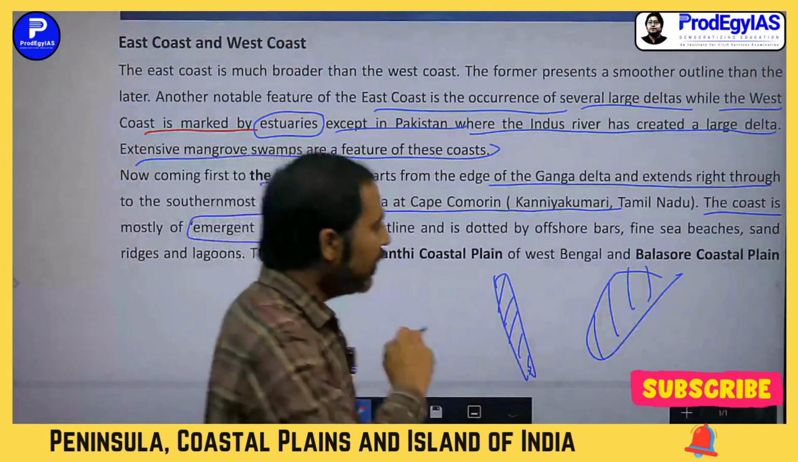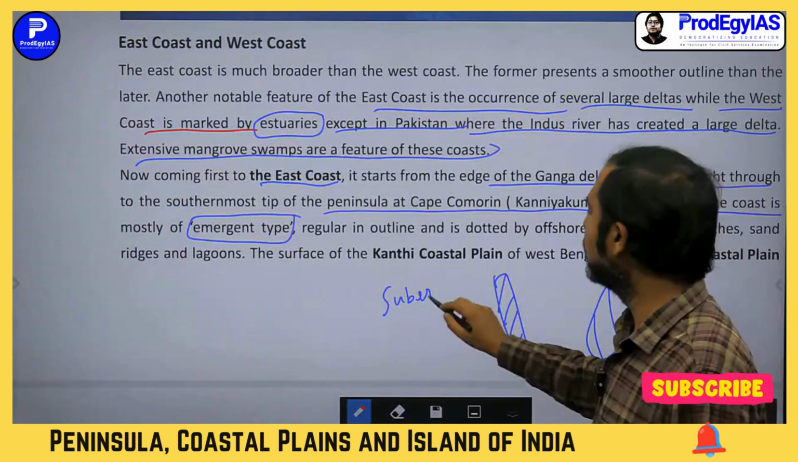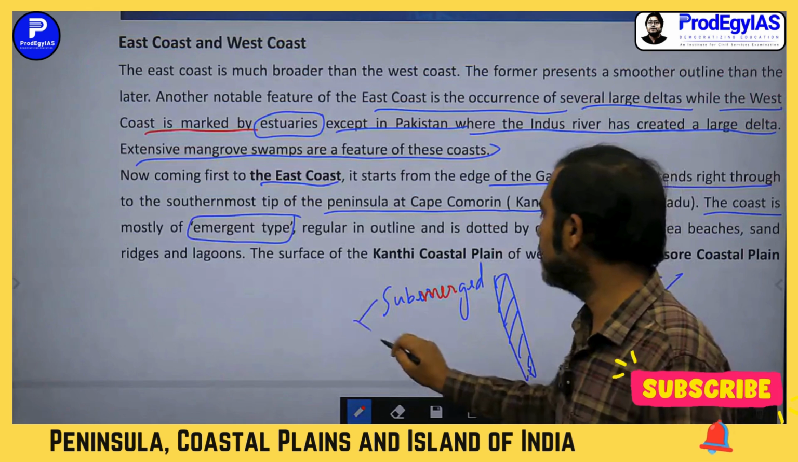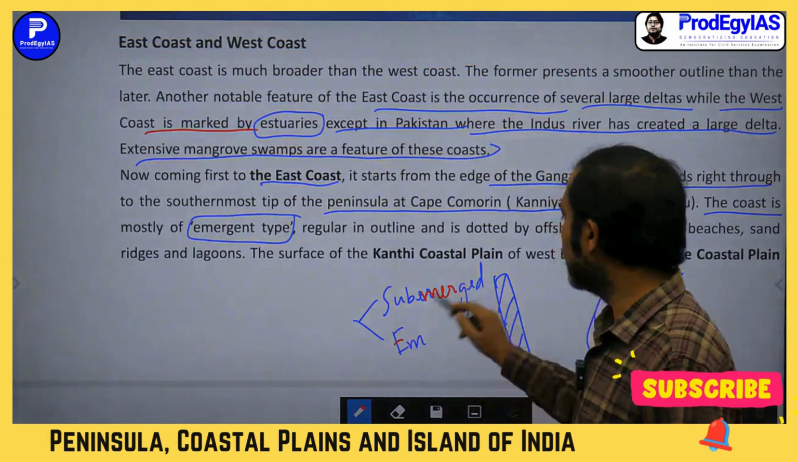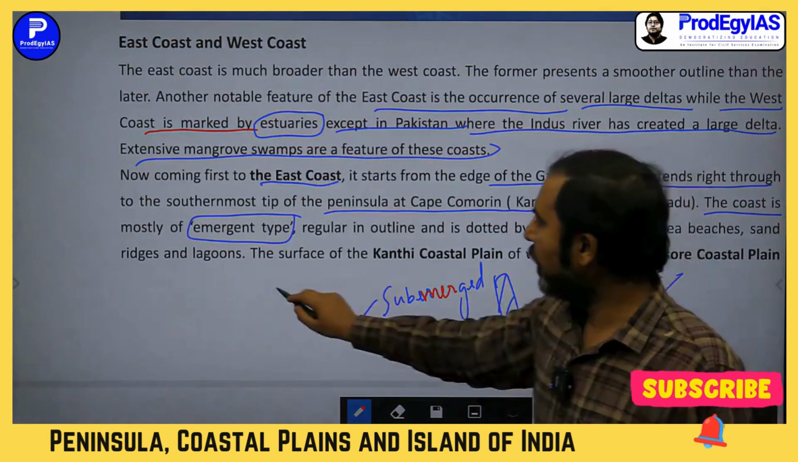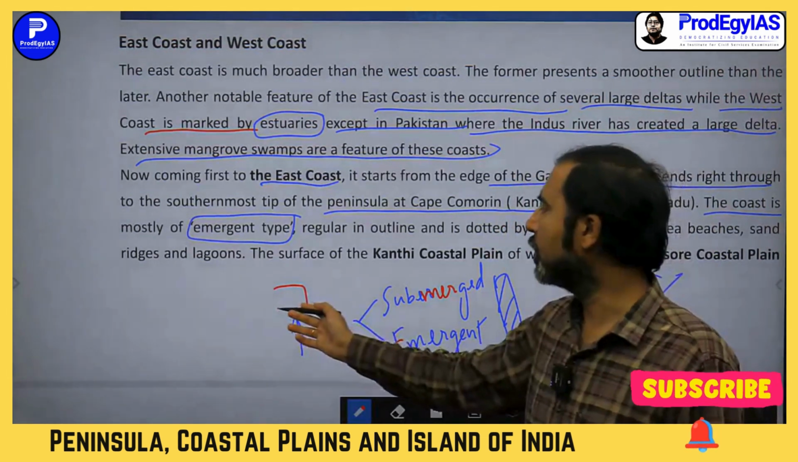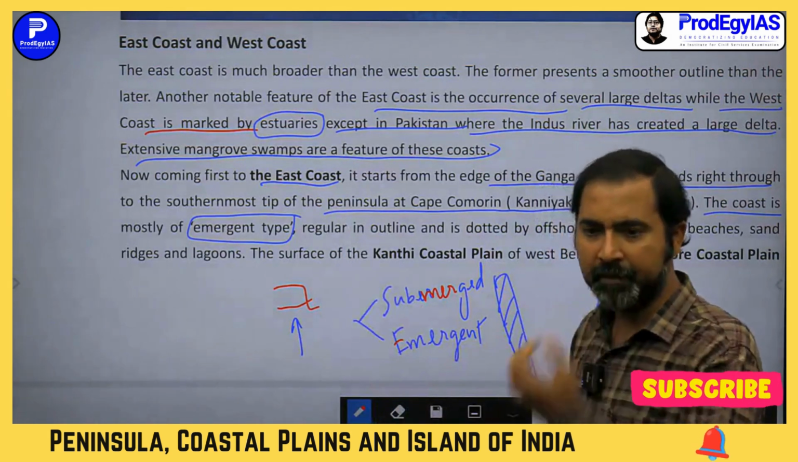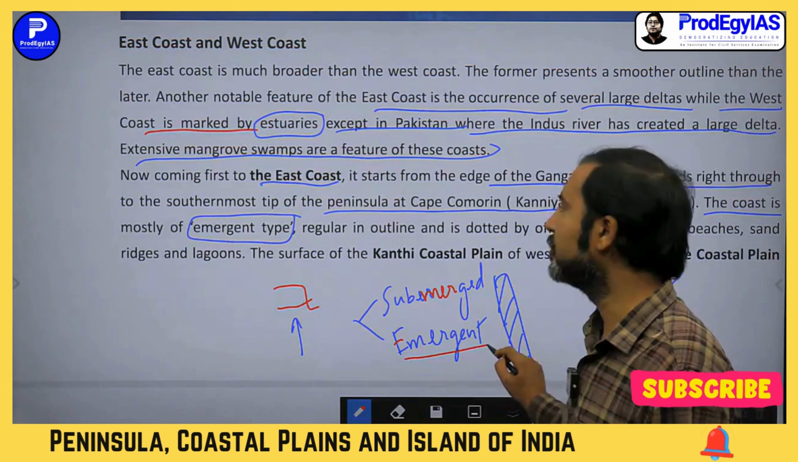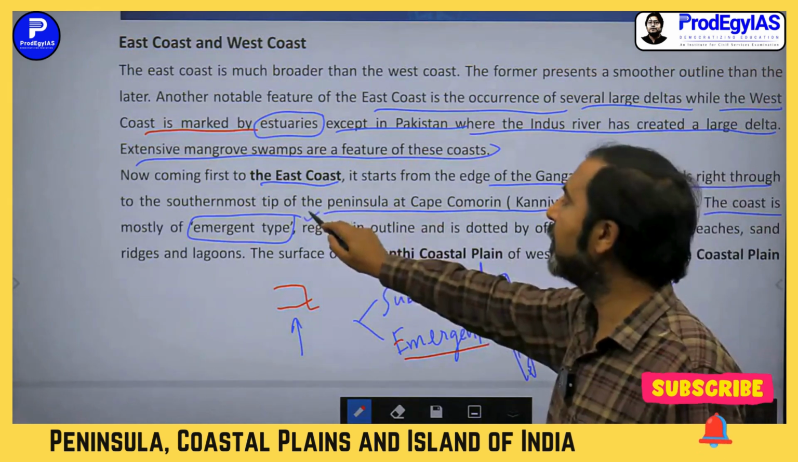Means a coast can be made by submergence or emergence. A coast can be made up of submerged or emerged. Means if a land has come out of the water, previously it was submerged, then later on it emerged, so it became a coast. It is an emergent coast. Okay, so most of the east coast is of emergent type.